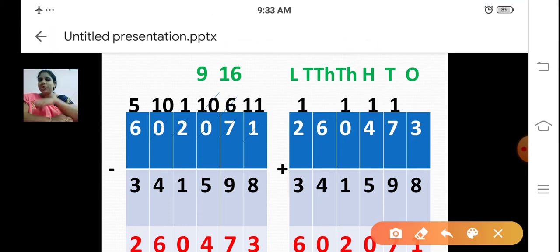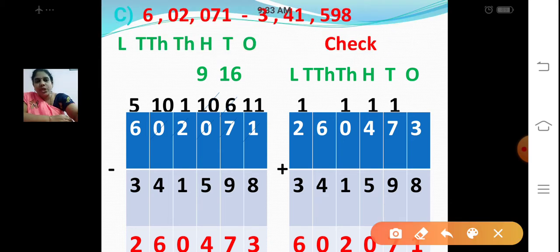So what do you have to do to check your answer? Now you are going to add the difference to the subtrahend. Shall we add these two numbers? So we are going to add the difference to the subtrahend so that you will get the minuend. Are we getting it? Shall we check that now? Yes. Now 2 lakh, write it down, 2 lakh.